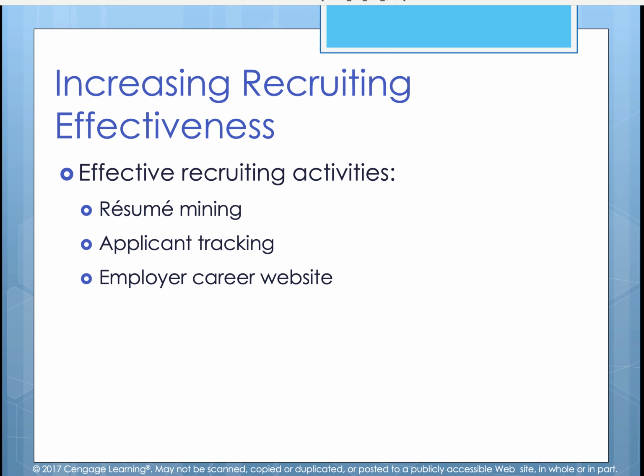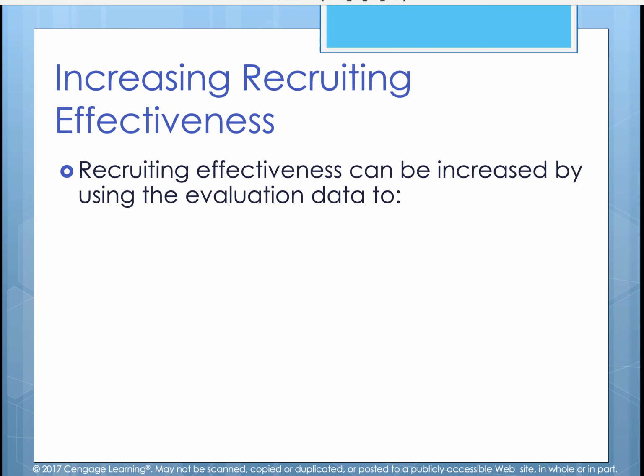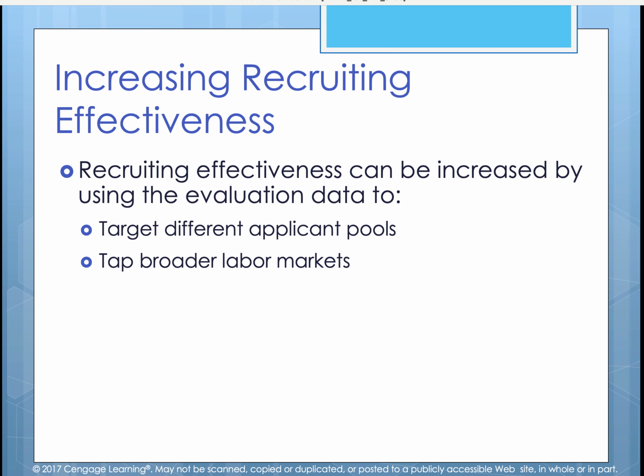And then of course we use applicant training, your own career website that you have on your company site, any type of internal mobility system, and some realistic job previews, and then timely responses. And these are things that we go into greater depth in detail in chapter 6. So when we look at the effectiveness, how we increase that is using the evaluation data to target different applicant pools. So not trying to go into that same pool of water, but we're hopping from different pools to make sure that we get a good sampling from others, and making sure that we're tapping into broader labor markets.